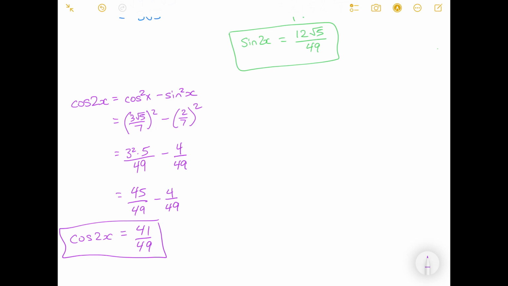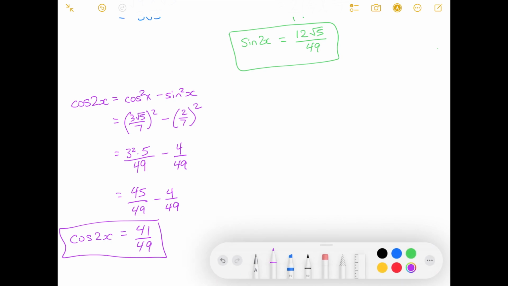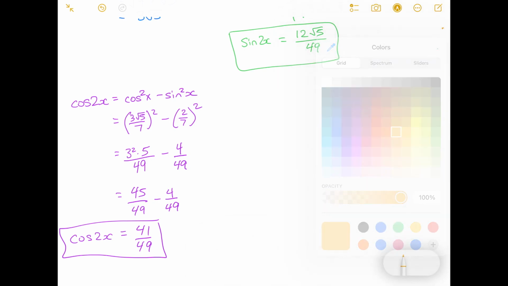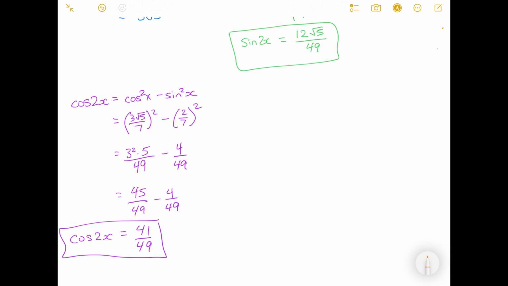Now, if you did cos of the double angle as 2 cos squared x minus 1, or the other one, you're going to get the same answer. And that's how it works. And let's look at an orange color, and let's do tan. So I only have one double angle identity for tan, so that makes things easy. I don't have to choose. And it's 2 tan x over 1 minus tan squared x.